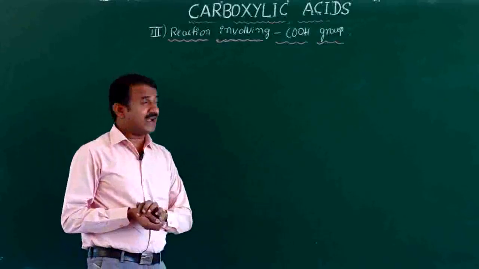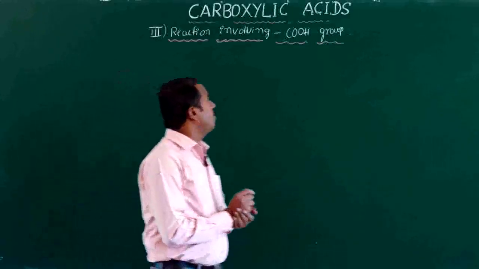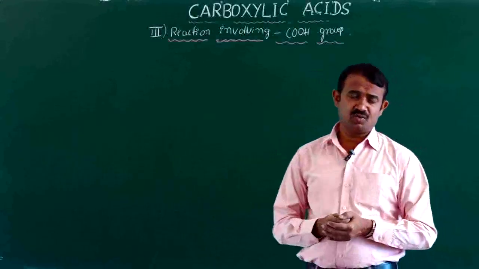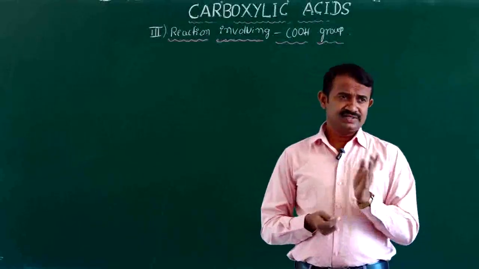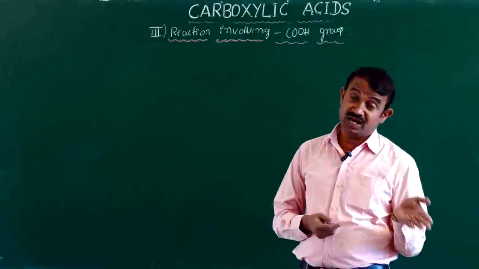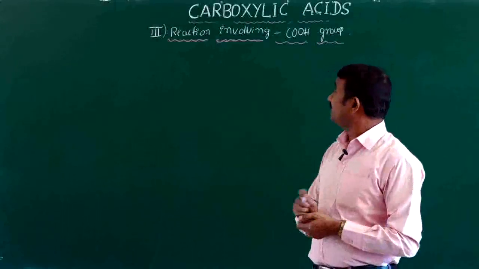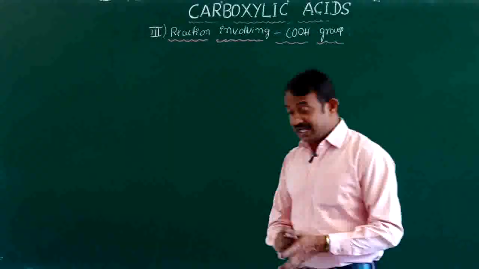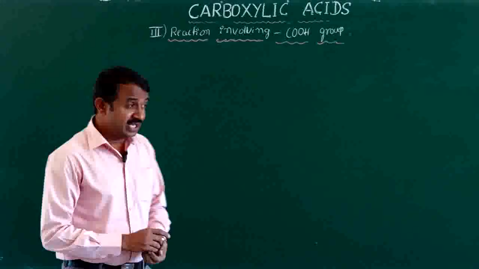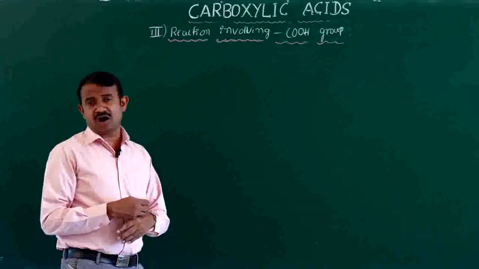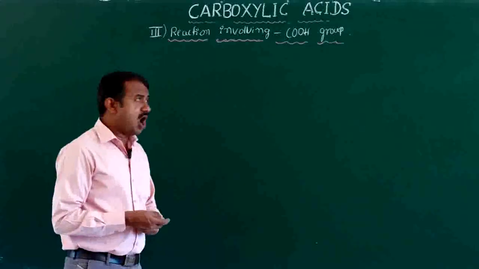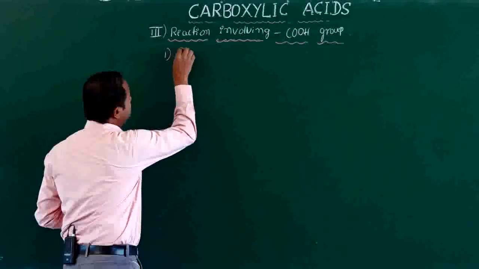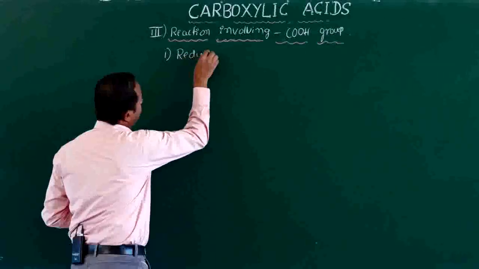Next, the third factor, the reactions involving the carboxylic acid. The first factor, reaction involving oxygen and hydrogen. Second factor, reaction involving carbon and oxygen. Third factor, reaction involving the carboxylic acid, which is conversion of carboxylic acid to alcohol. First one in this factor is reduction.